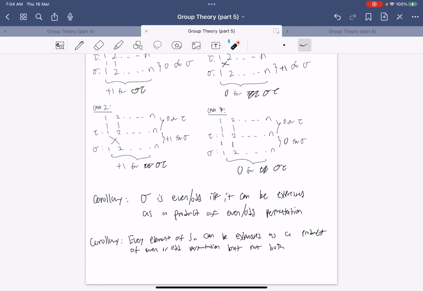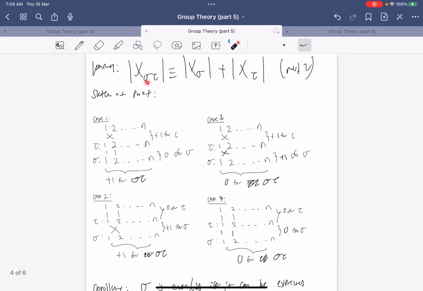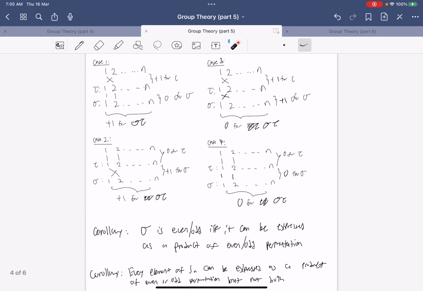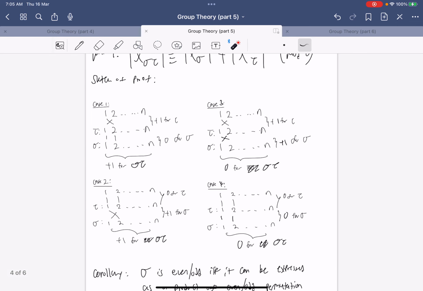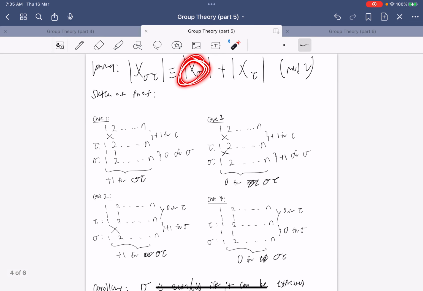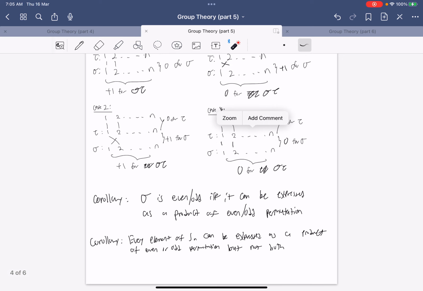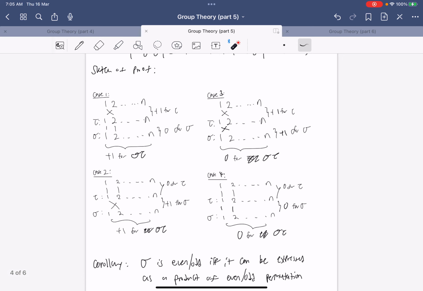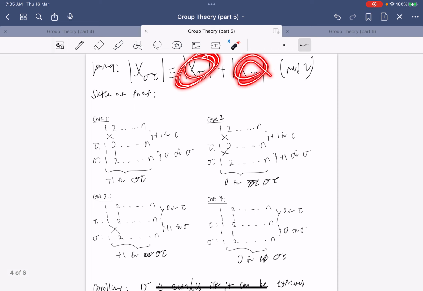And the corollary of this is saying that sigma is an even or odd permutation if it can be expressed as a product of even or odd permutations. And this is because if, let's say, sigma tau is even, then it must be that it can be expressed as a product where this can be even and this is to be even, so that the whole thing works.